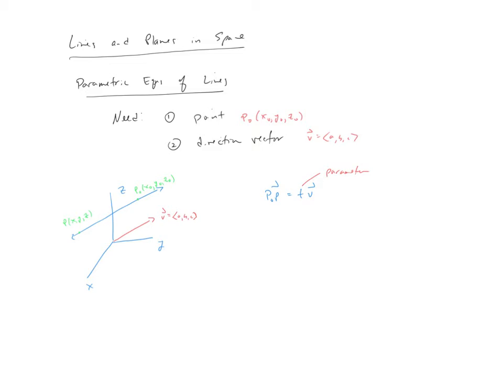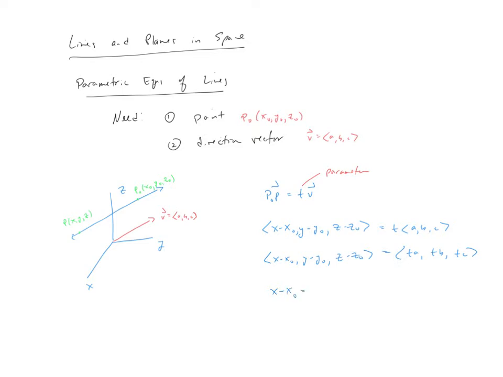So vector P naught P is going to be x minus x naught, y minus y naught, and z minus z naught, from an earlier video on how to construct a vector out of 2 points. And this is going to equal t times vector A, B, C. So I substituted vector V in there. So now I'll go ahead and distribute the t. So x minus x naught, y minus y naught, z minus z naught equals TA, TB, and TC. And now I've got two vectors equaling each other, therefore corresponding components must be the same.